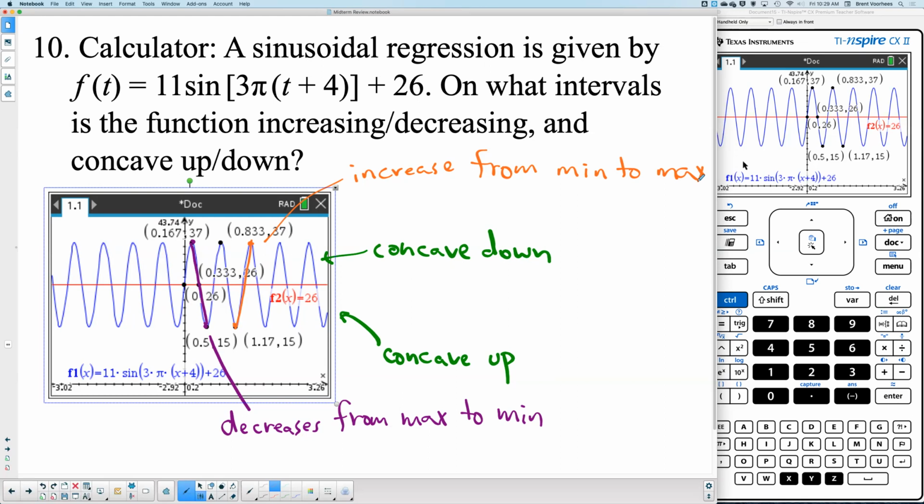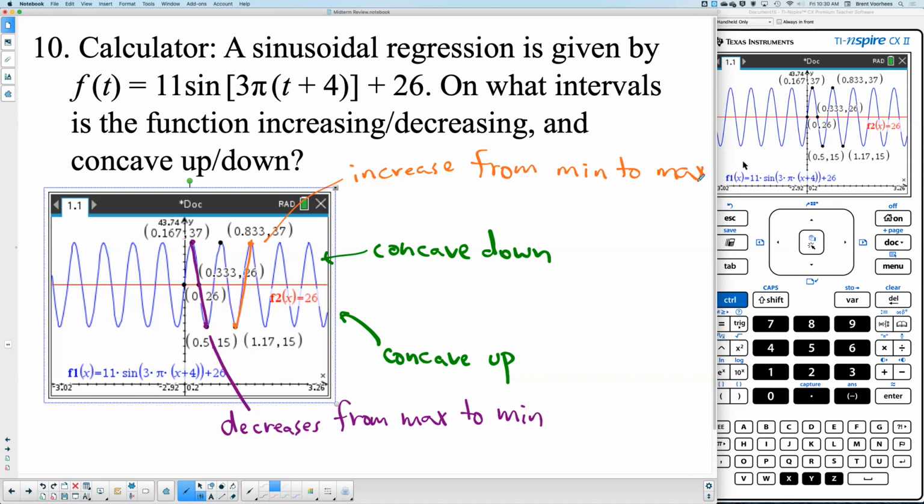Just know how to interpret all that. So concave up occurs below the midline, concave down occurs above the midline. Increase is from minimum to maximum, decrease is from maximum to minimum. Does that kind of make sense to you, the rules on that? You don't have to have those memorized if you want to just look and observe, but just know how to do that. Cool there?